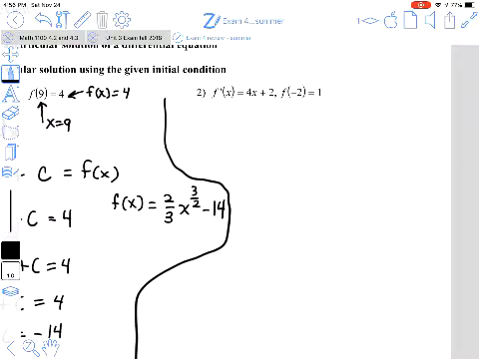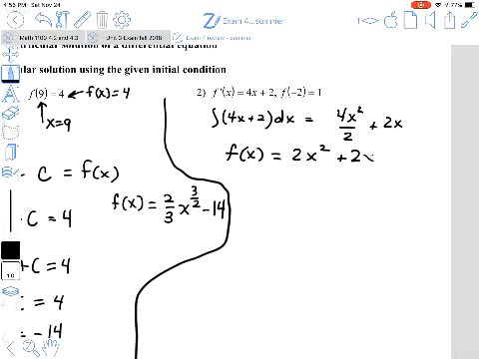So we're going to do a similar thing here on question 2. We need to find the antiderivative of 4x plus 2. So it's going to be 4x squared over 2 plus 2x. So we know that f of x equals 2x squared plus 2x plus c. Using the same thing, we know that x equals -2 and f of x equals 1.